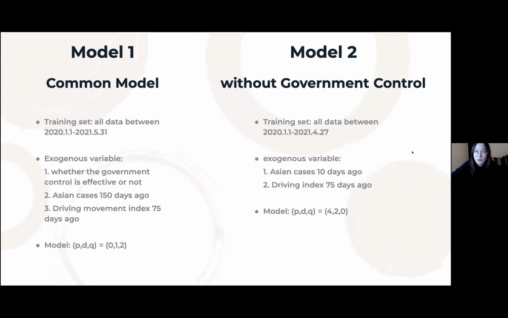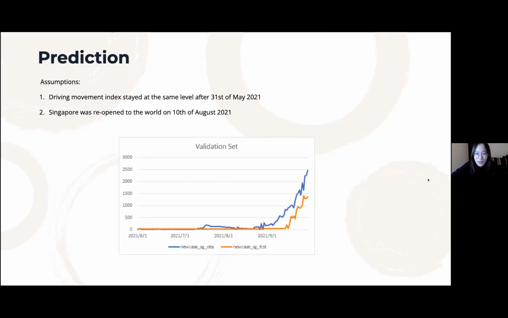Afterwards, we constructed two models. Model 1 is the common model using all data in the training datasets. Its exogenous variables are whether the government control is effective, Asian cases 115 days ago, and the driving movement index 75 days ago. Model 2 is trained by the data without effective government control. We put Asian cases 10 days ago and the driving movement index 75 days ago into the model, but they were not significant. Finally, we combined the predictions from the refined models 1 and 2 to obtain the total number.